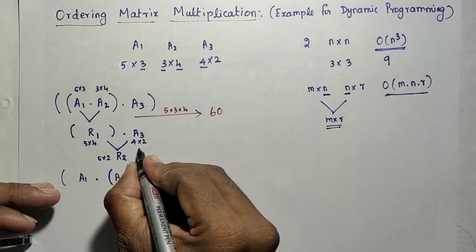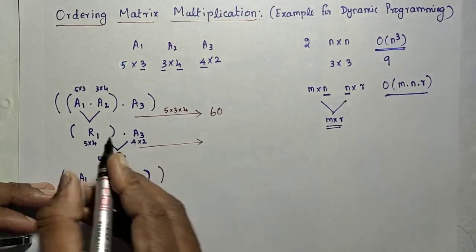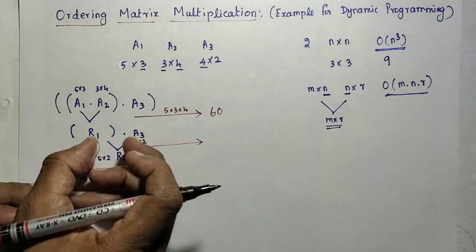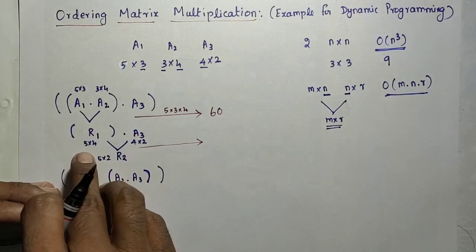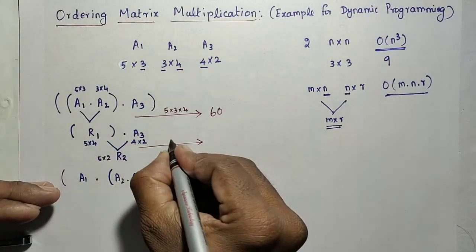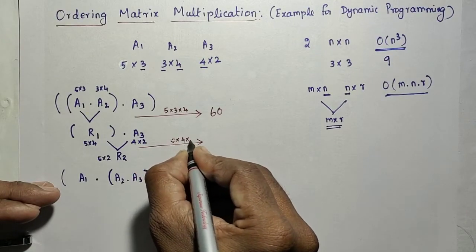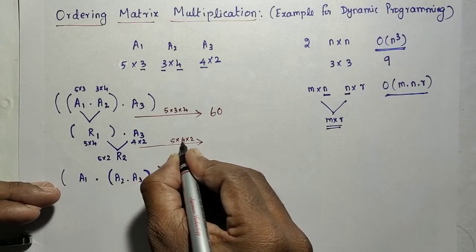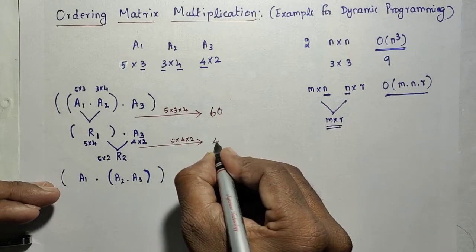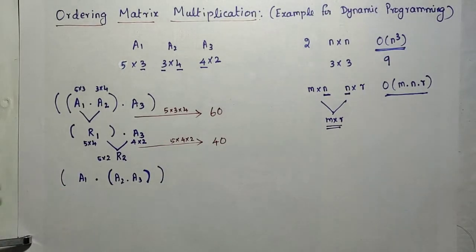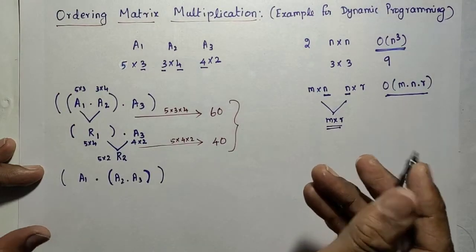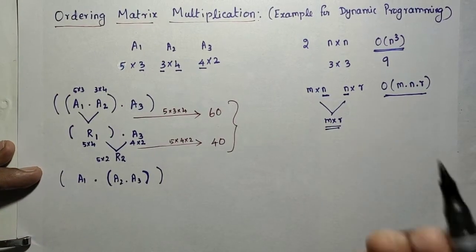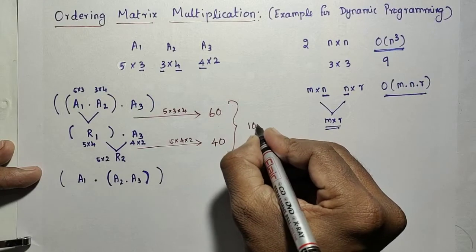So to obtain this result, how many multiplications did we need here? That is the complexity of multiplying these two matrices: 5 into 4 into 2, that is 40 multiplications. And totally we need 100 multiplications. Totally we need 100 multiplications.